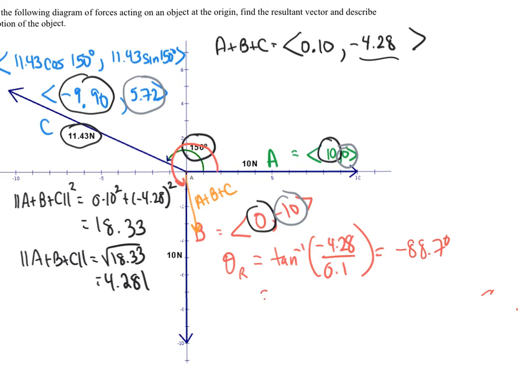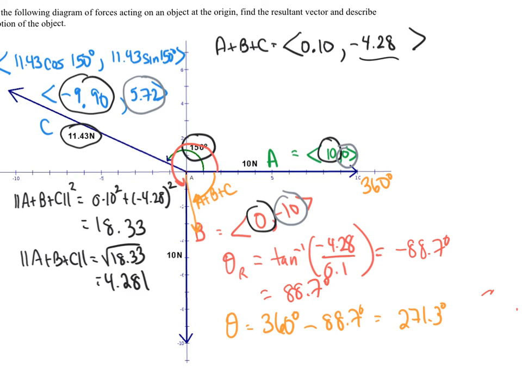So if the reference angle is going to be 88.7, now we just have to figure out how to find the actual angle. Well, since we know all the way around in quadrant 4 is 360 degrees, and we really just want to back up to get to this orange angle, our actual direction is going to be 360 minus 88.7, which is going to give us 271.3. So that's the angle that this sum vector is pointing at.